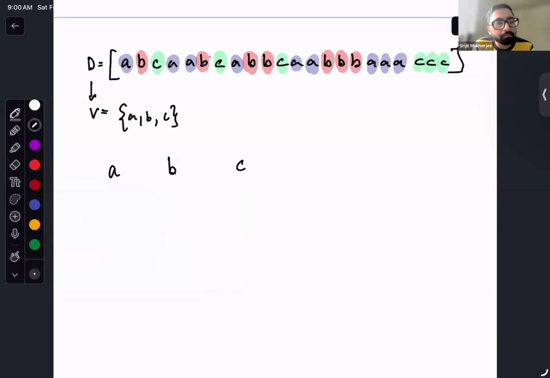Anyone? How many A's are there? Okay, 6 C's. Yes. 9 A's, 7 B's, and 6 C's. Very good, guys. So how many total elements are there? 22.